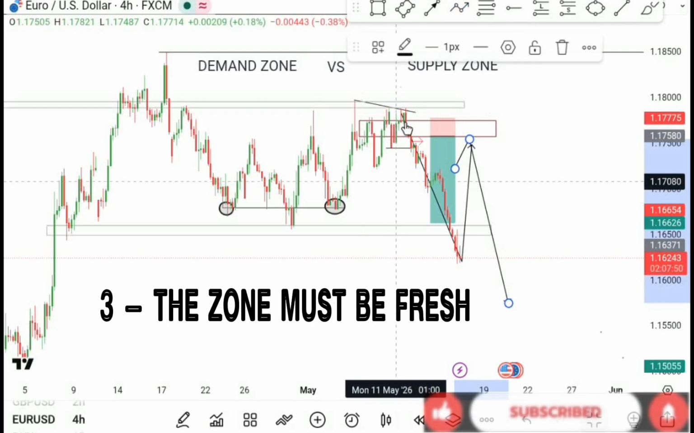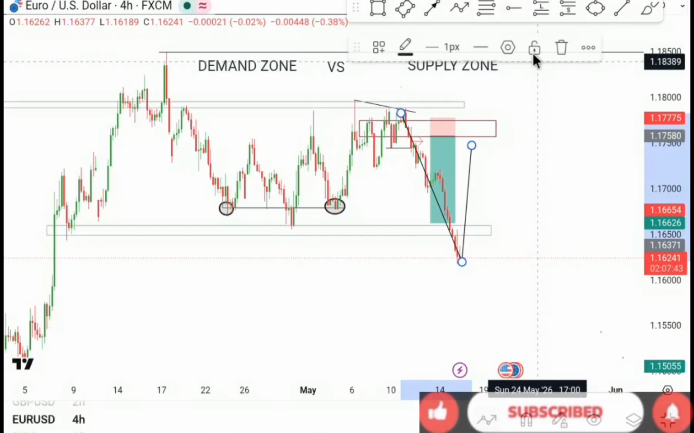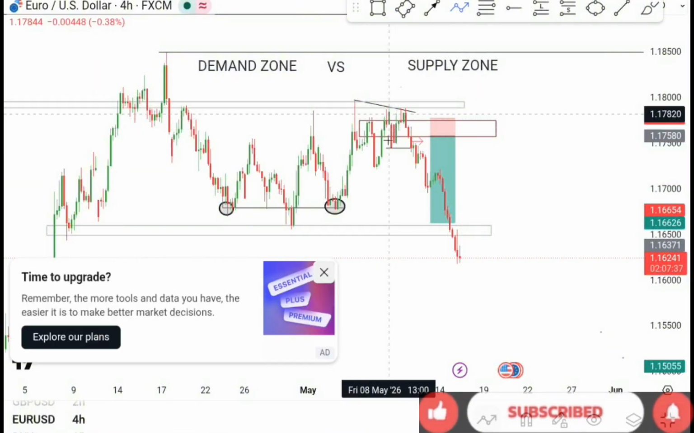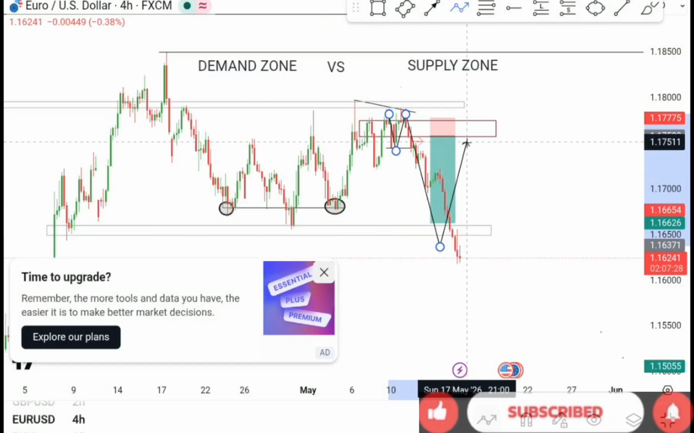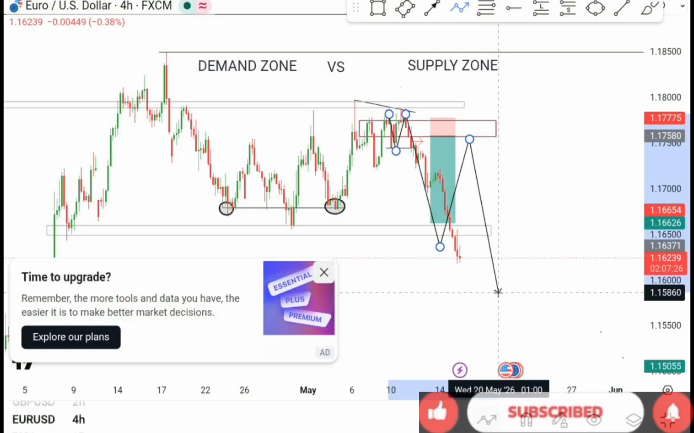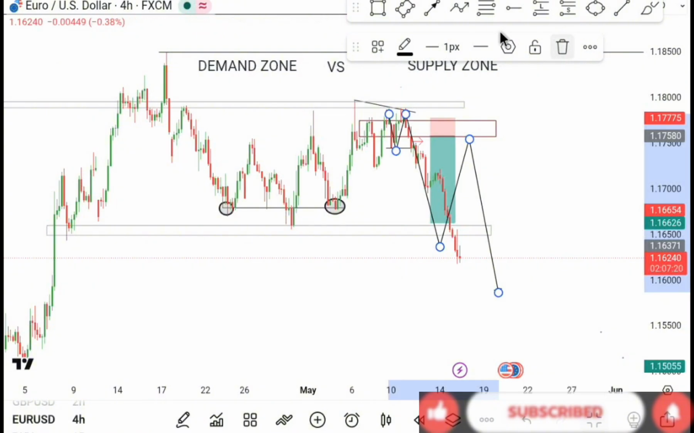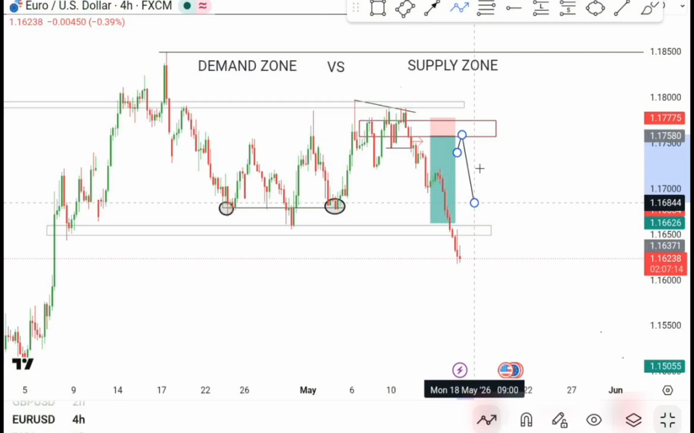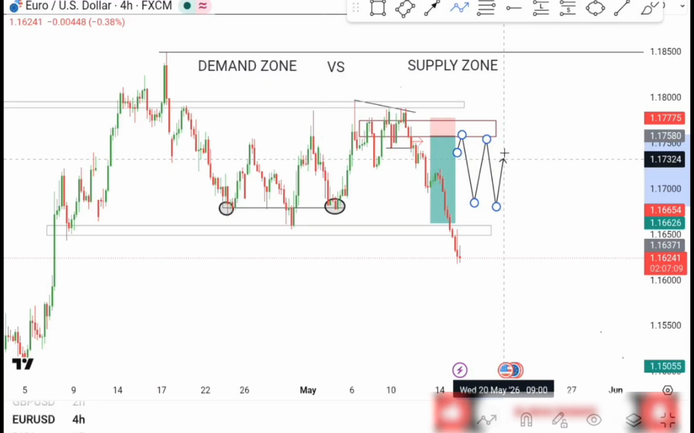Number 3, now, the zone must be fresh. The zone must be very, very fresh. A fresh zone is one that price has not returned to since it was created. The first time price revisits a zone is the highest probability. I hope you're journaling down all these 5 checklist points I'm giving to you. Every subsequent retest weakens the zone because the resting orders are being filled. After you see 2, 3, 4 retests in a zone, like it comes and tests it 1, 2, 3.